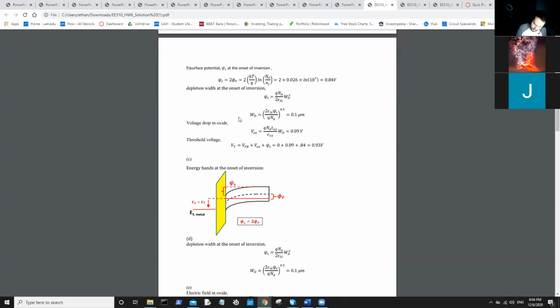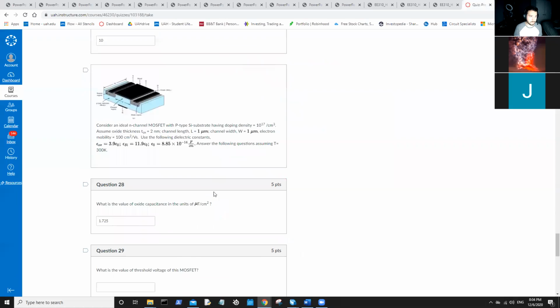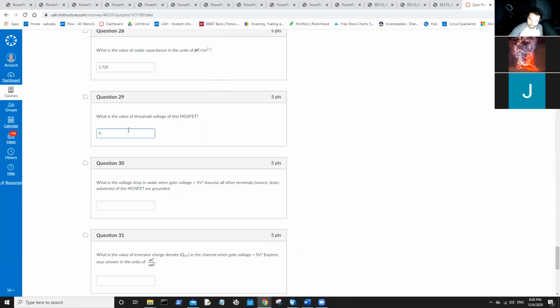Okay, so our threshold voltage is super tiny, which is what you should expect. If your surface potential is lower than your threshold, there might be an issue. Your oxide voltage is lower here, and it's 0.097 for our question. So if you do 0.84 plus this, you will get 0.937, which I will round to 0.94 for our purposes here.